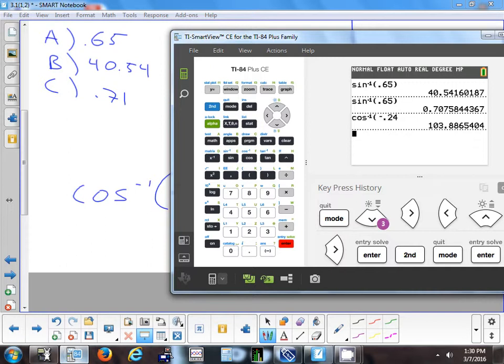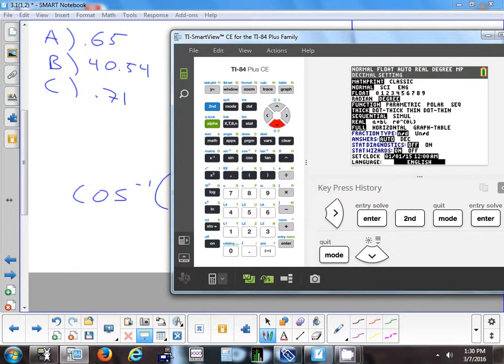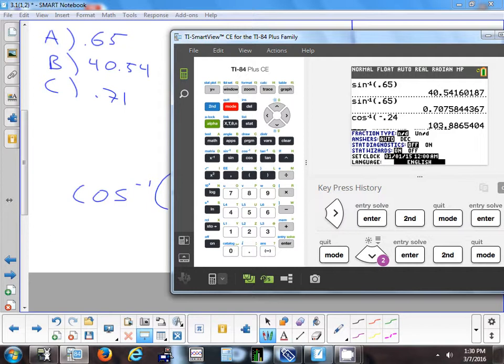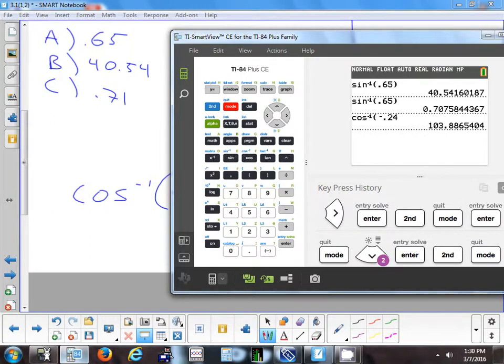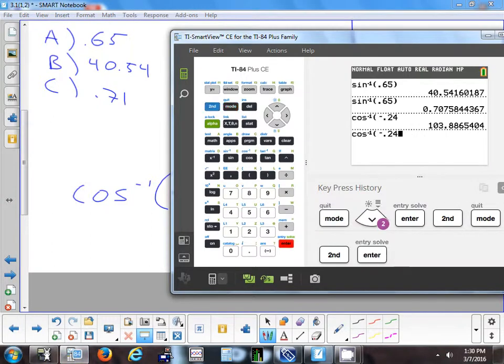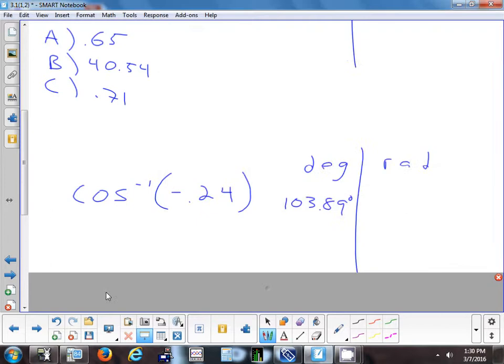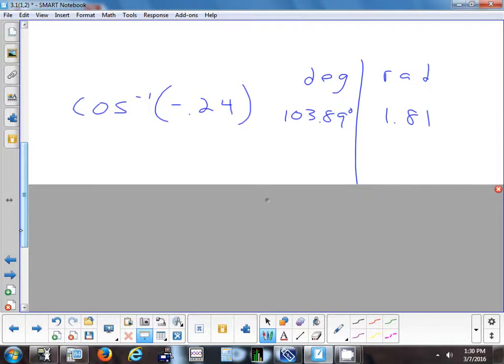If you did it in radians, just change it back. Now, if I didn't want to change the mode, I could convert that by hand. Could just multiply by pi and divide by 180. It might be faster on your calculator to do it that way than to go in, change the mode, and keep changing it back. It's up to you. In radians, you should get 1.81. Any questions on that one?